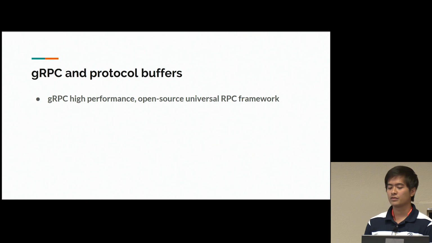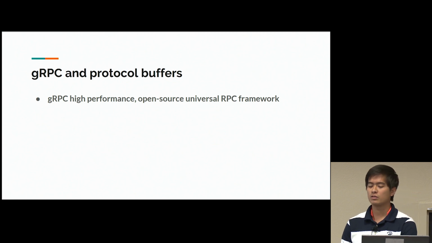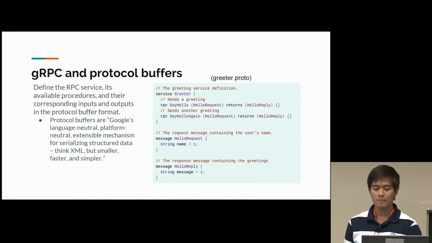Before I go into the details of Starcoder, I'd like to briefly discuss gRPC and protocol buffers. So gRPC is Google's high-performance, open-source, universal RPC framework. So in that sense, it's similar to Apache Thrift, which Control Port actually uses. Here's a quick overview of how gRPC works.